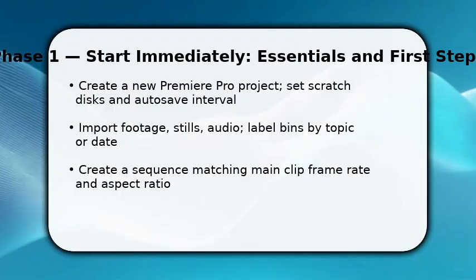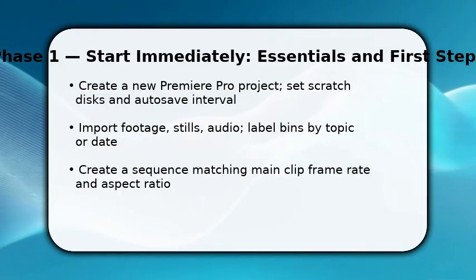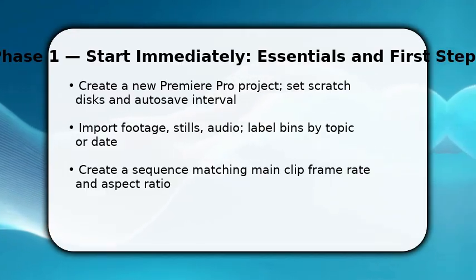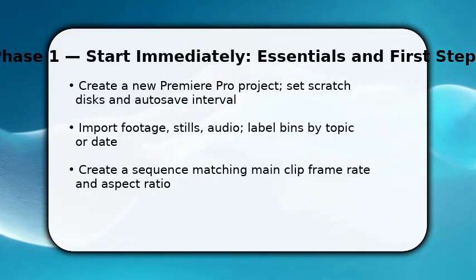Enjoy the video. You start by importing source clips, narration, and archival images into clearly labeled bins. This prevents chaos later. Once done, create a sequence that matches your primary footage's frame rate and aspect ratio so you avoid scaling artifacts. Make proxies if long archival files stutter.